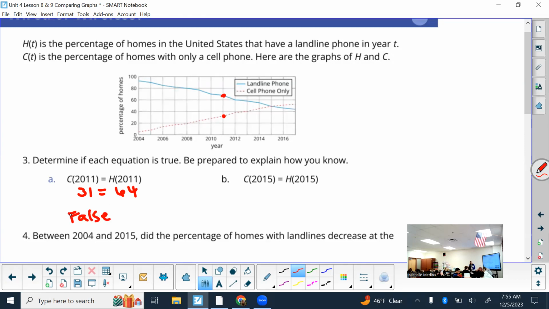If they were equal, what would the graph look like? They would intersect, just like our systems, if you remember that. If they were equal to each other, they intersected. So now look at B, and I'm not going to give you a whole lot of time, just look at it, think about it, don't say it out loud yet. But look at B, where C of 2015 is equal to H of 2015. Think about it yourself, is that true?